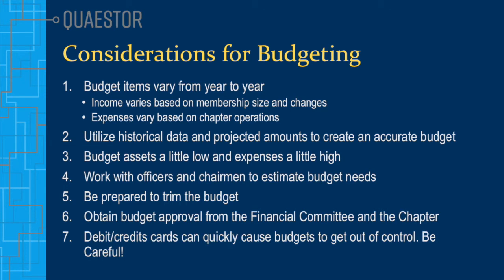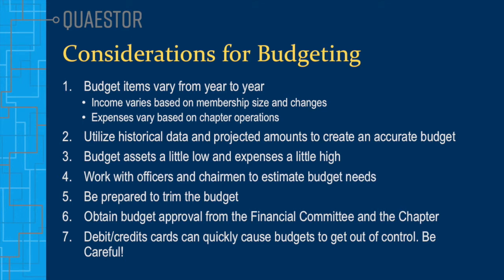And here's a quick thought on debit and credit cards, as they have become increasingly common in chapter financial practices. One of the fastest ways for spending to get out of control is through the use of debit and credit cards for point-of-sale transactions. As Quaestor, you will be responsible for the purchases made with a debit or credit card, no matter who is utilizing it.